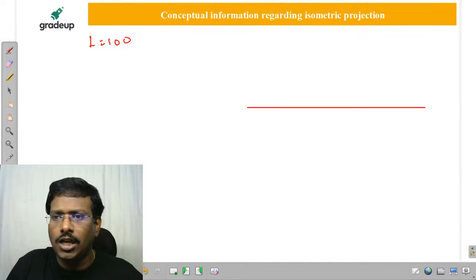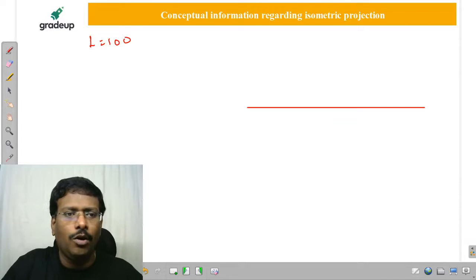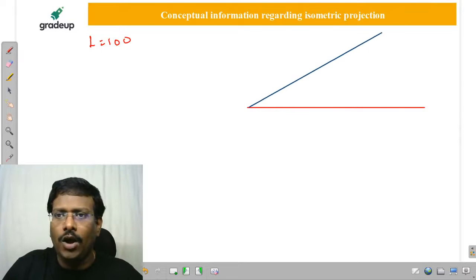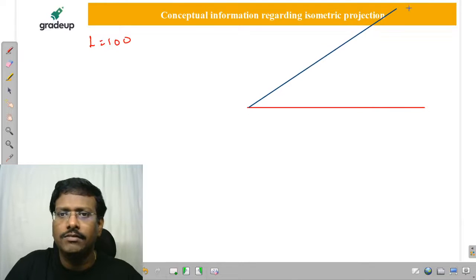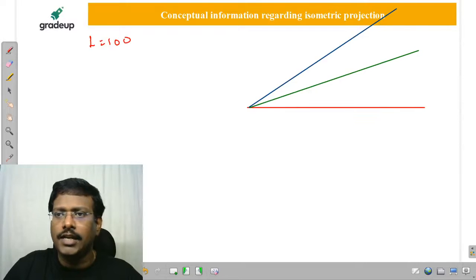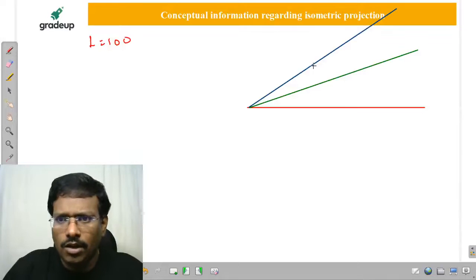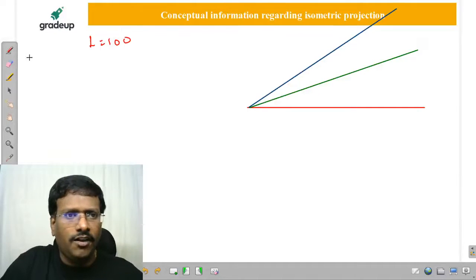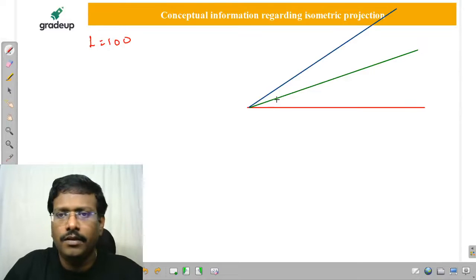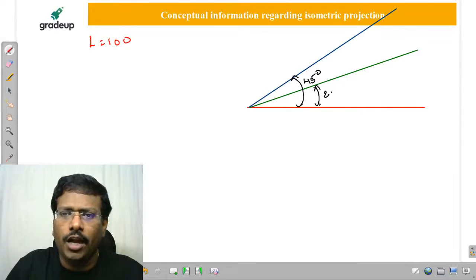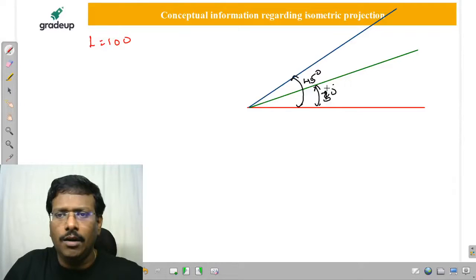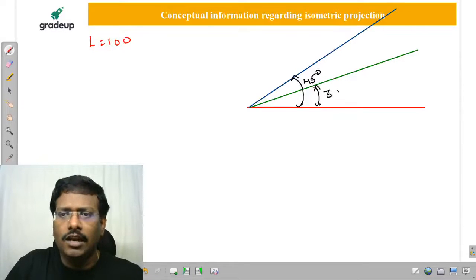So this is my horizontal line. For that, I am going to draw one 45 degrees line, my dear friends. Another one is going to be a 30 degrees line. Why, sir? Sir, actually you are rotated 45 degrees. But it will appear as 30 with horizontal but 120 with vertical. No problem, sir. 30 with horizontal but 120 degrees with vertical.